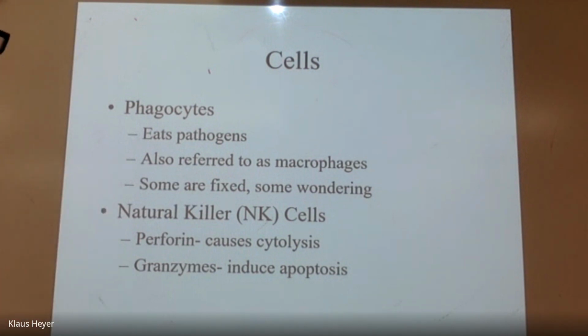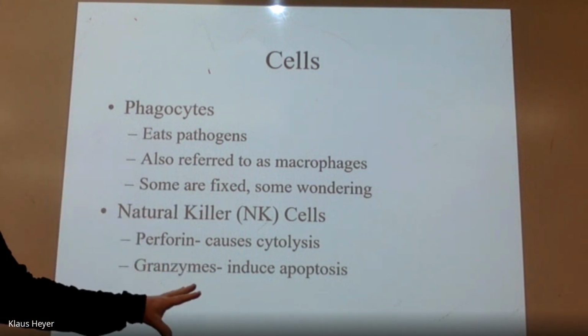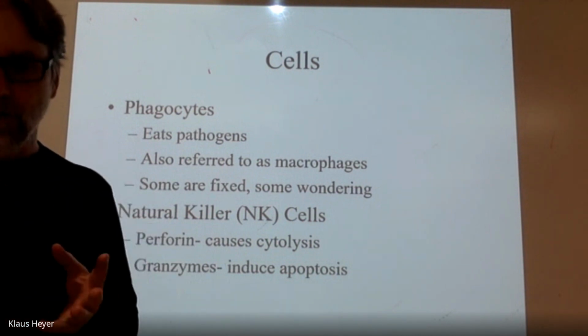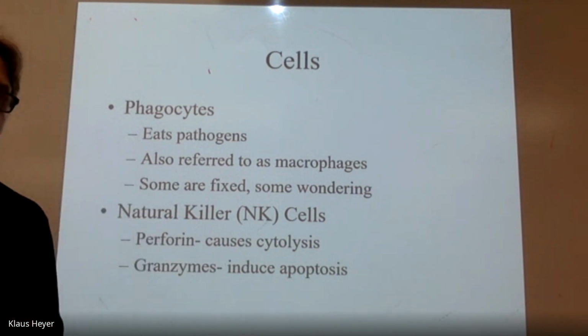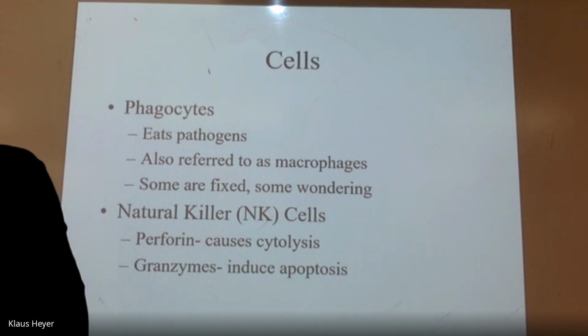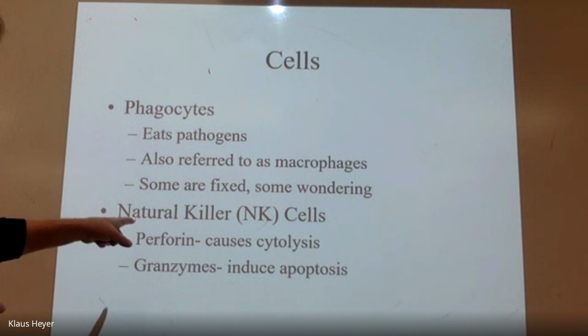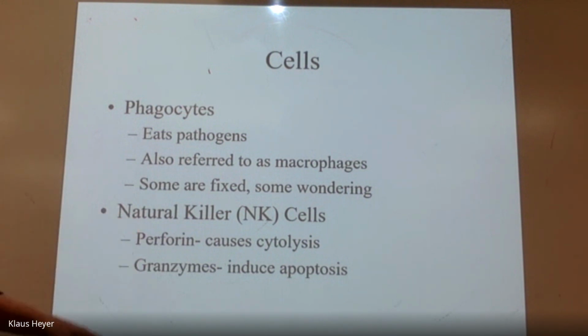So that's one way for a cell to engage a pathogen. But the other way is to attack it directly. There are natural killer cells in your body. They're actually very similar to T8 cells. It's just that they use the same weapons, and these are the two weapons that they have at their disposal.